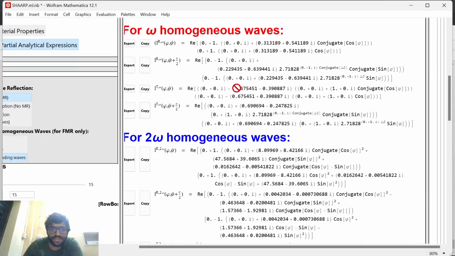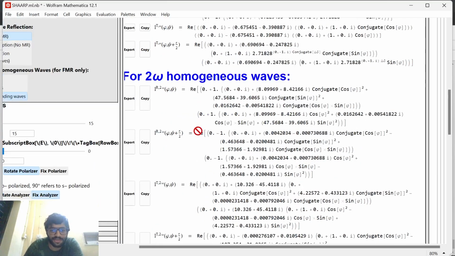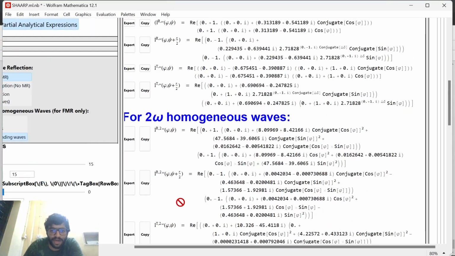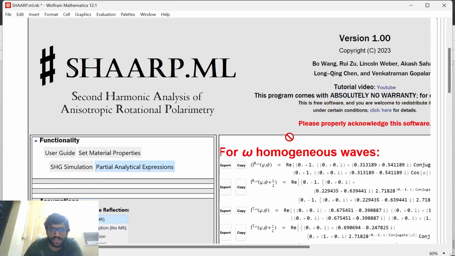We can get the homogeneous states, two omega homogeneous states and omega homogeneous states reflected and transmitted. And we can get the partial analytical expression from Sharp or Temple.